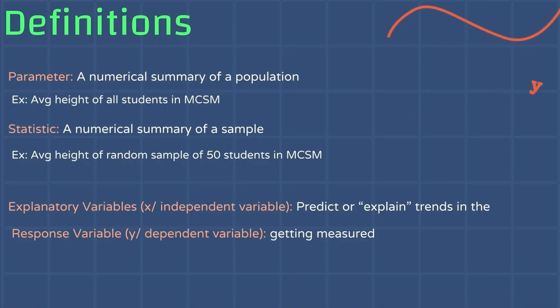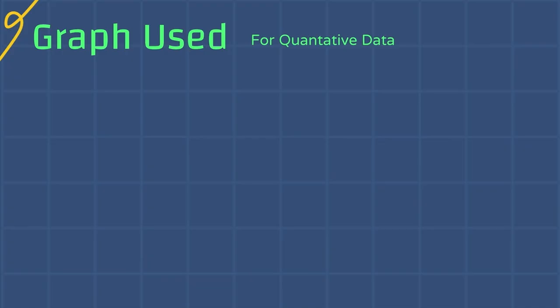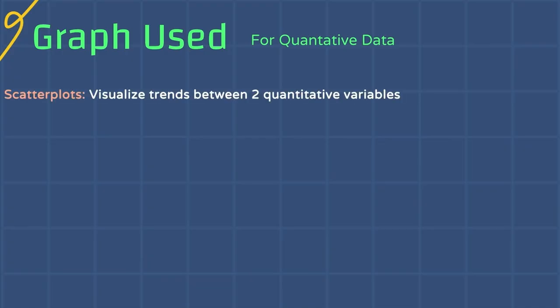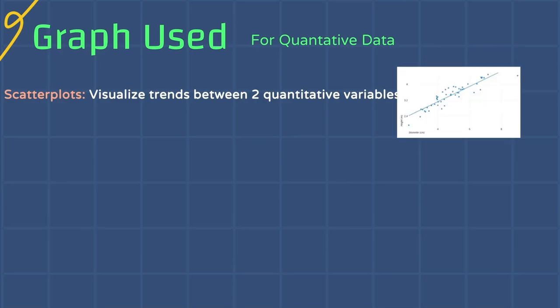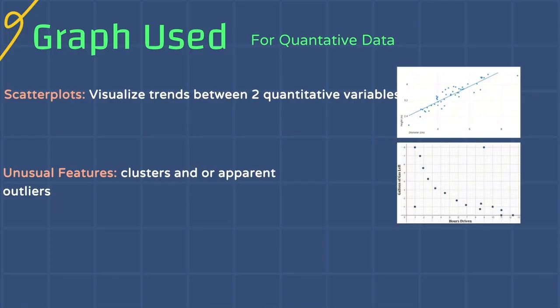So, graphs used for quantitative data. Scatter plots visualize trends between two quantitative variables. As we see here, this is how a scatter plot looks. Both the values are quantitative, numbers. Unusual features are clusters or apparent outliers. This is what an unusual feature would look like. It doesn't follow the pattern.